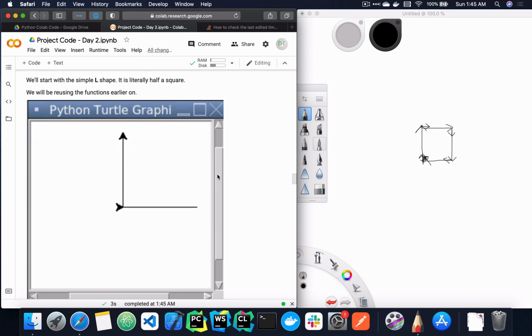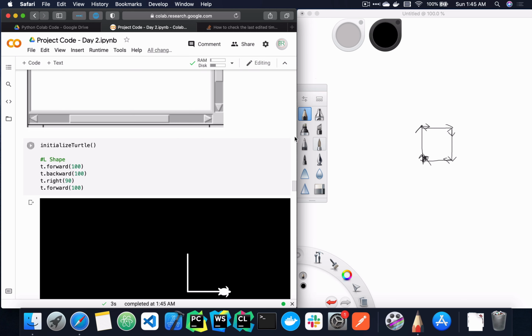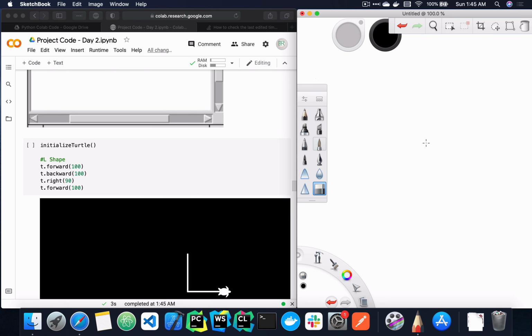Next, we'll be moving on to drawing some simple letters. First, we'll start with the L shape. As usual, the turtle is always pointing vertically upwards at the beginning. Then we'll move forward by 100 pixels, and then move backward by 100 pixels, so we go back to our start point. When we go back to our start point, we are still facing vertically upwards.